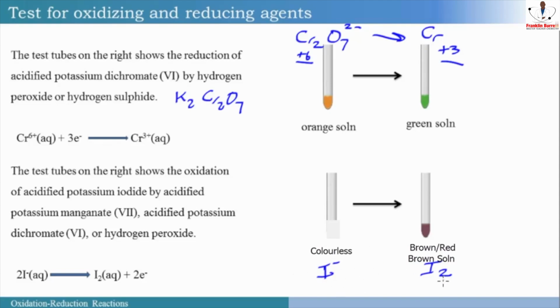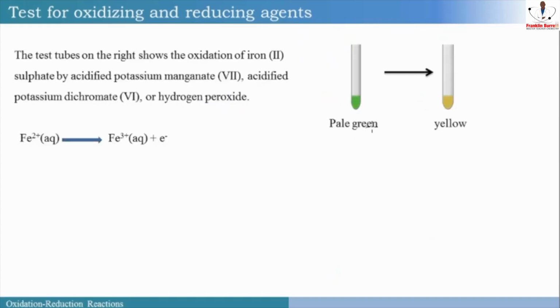Finally, let's look at the last example. Here we see where this substance is pale green. And the fact that it is pale green, you can think of either one of two things that is green. Well, we know that Cr3+ is green, but we also know that Fe2+ is green. So in this case, we're dealing with Fe2+.